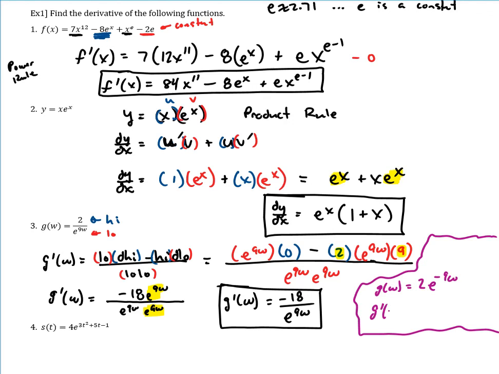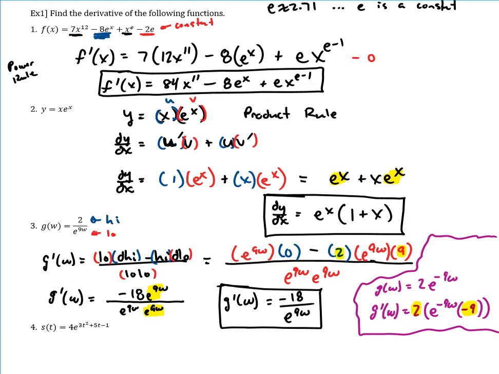Okay, and then now if I were to do this derivative, g prime of w, this 2 is just hanging out. And then the derivative of e to the negative 9w is, copy and paste that, e to the negative 9w times the derivative of the power. Well, the derivative of negative 9w would be negative 9. And then notice that 2 would times negative 9 to give us negative 18. And then e to the negative 9w is the same as e to the 9w down below like that. So they are the same.